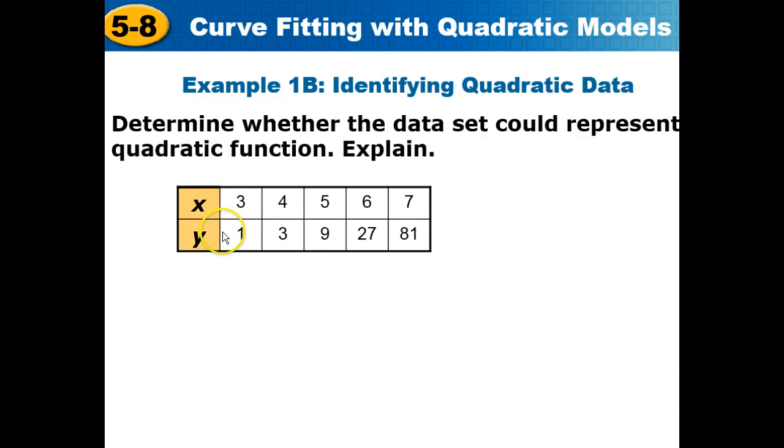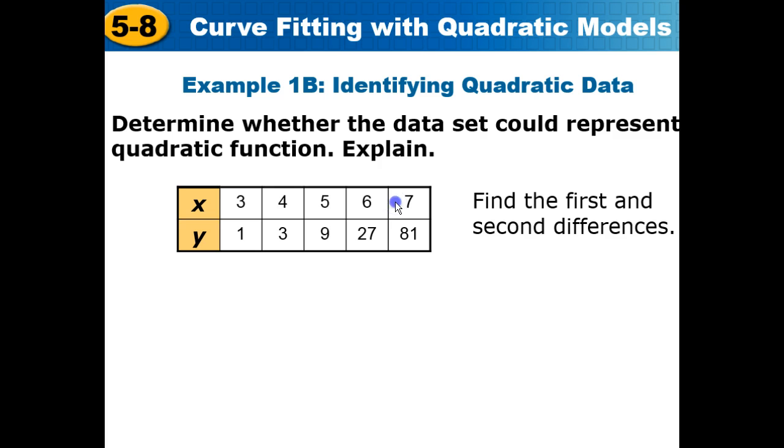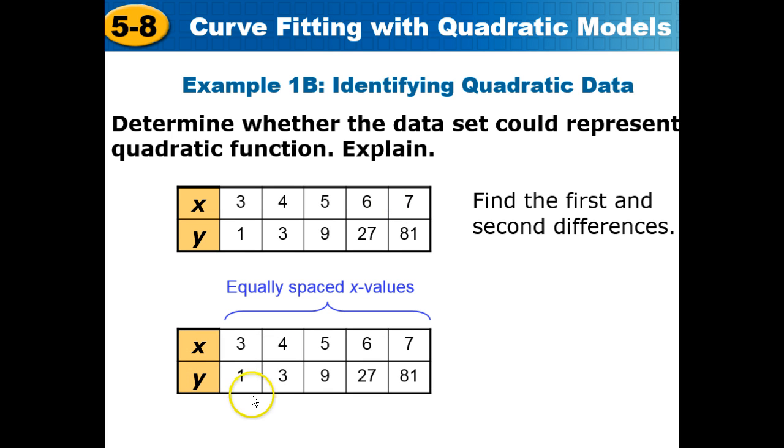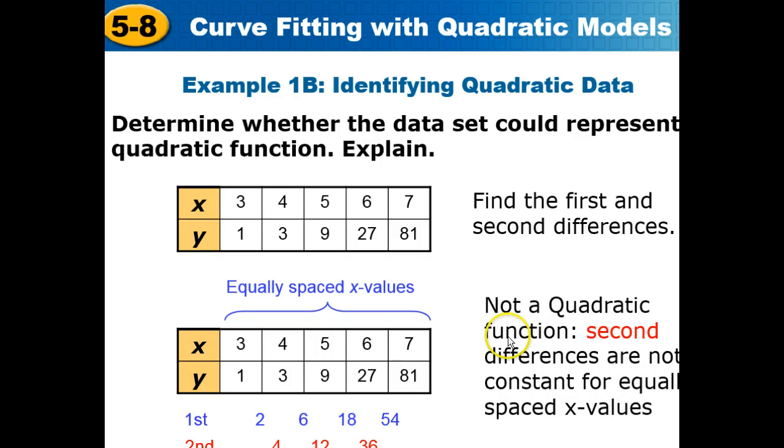Example 1b, again, we notice that the x values are equally spaced, and we're going to subtract the y values. 3 minus 1 is 2, 9 minus 3 is 6, etc. Our first set of values look like this. And we're going to take those numbers, the blue numbers, and we're going to subtract those. 6 minus 2 is 4, 18 minus 6 is 12, etc. And we end up getting not constant numbers, okay? So this is not a quadratic function. That's all you have to do. You got to show me the second differences and say not.